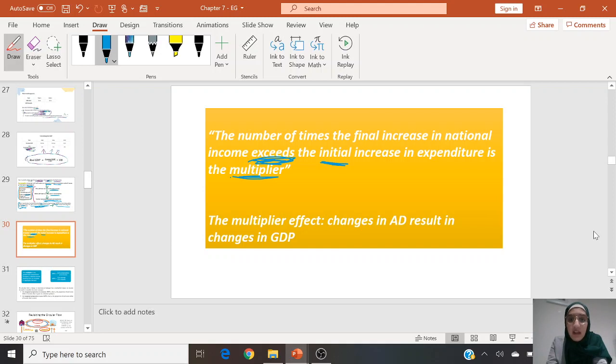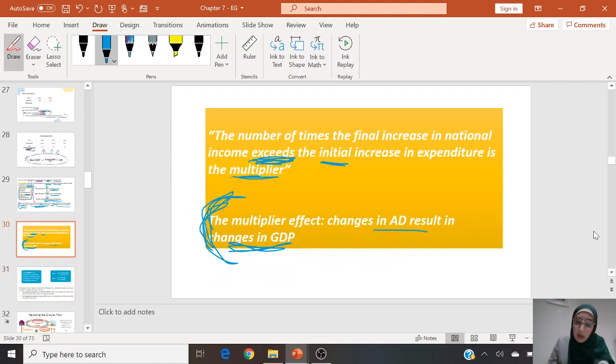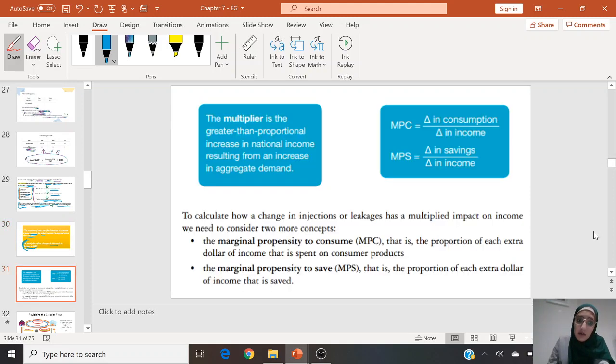The multiplier effect is that changes in aggregate demand result in changes in GDP. Just write that down as a definition, and we'll actually talk about the multiplier effect as well. Okay, I need you guys to stop and write this down. We're going to move on. The multiplier definition, write this down as well. The multiplier is a greater than proportional increase in income resulting from an increase in AD.